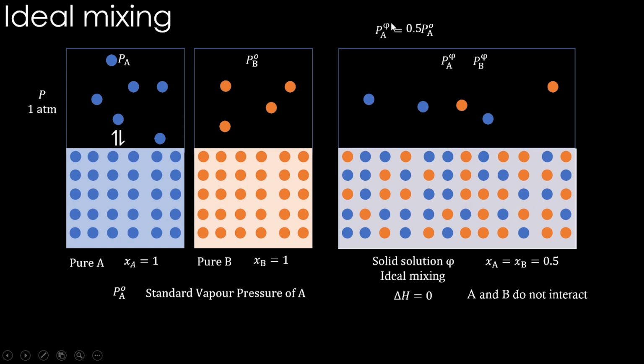Similarly, for PB phi, take the standard vapor pressure of B, multiply that with 0.5, and you get this. What we are doing is taking the mole fraction of A and multiplying that with the standard vapor pressure to get the actual vapor pressure on top of the ideal solid solution. So in the case of ideal solutions, this will be the behavior. The solution's partial vapor pressure of any element will be the mole fraction of that element multiplied by the standard vapor pressure of that element.